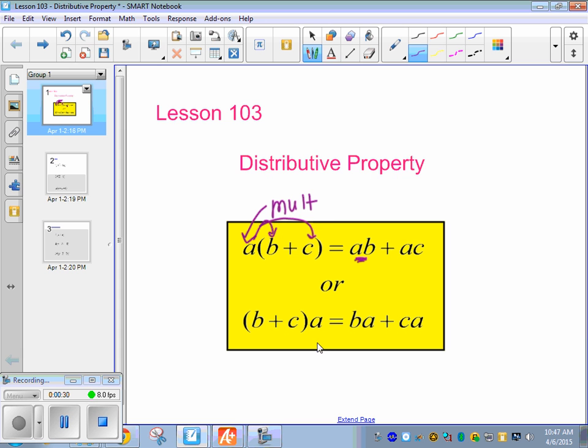thing. If the A is on the other side of the parentheses, it does the same thing. So it still multiplies to this, so we have P times A, and then it multiplies to this, C times A, and it gives you the same thing, because you can multiply in either order. So that is the distributive property.